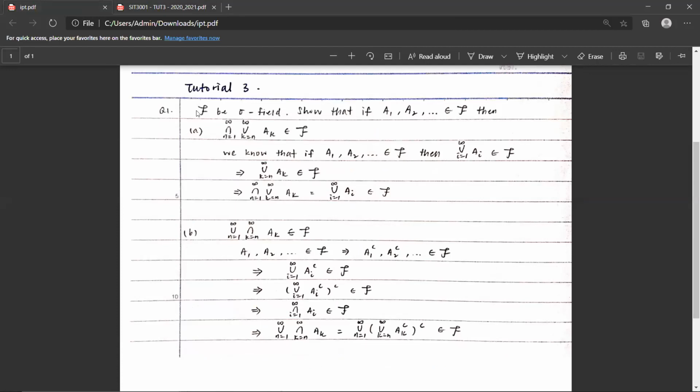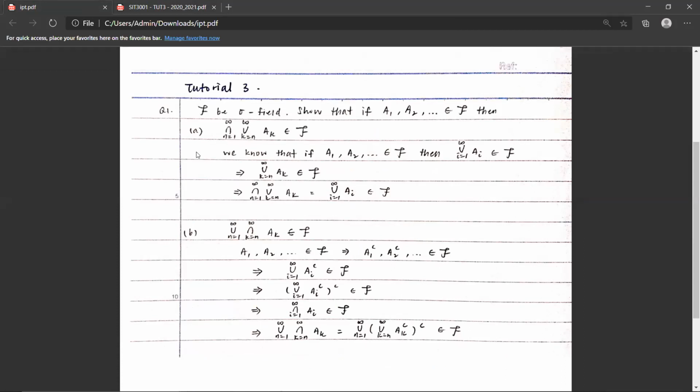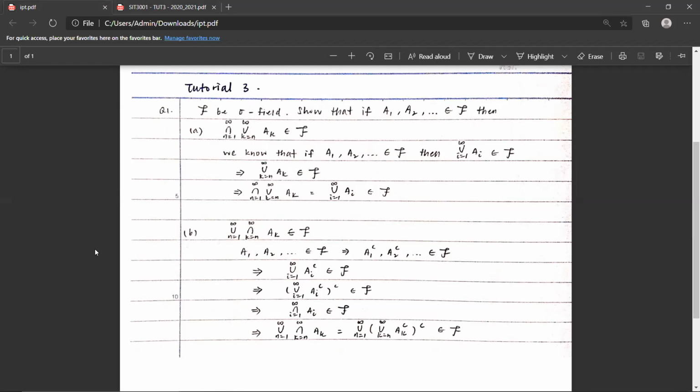So for part A, we want to show the intersection union of AK is in F. We know that if A1, A2, and so on are in F, then the union of all the Ai is in F. And then the same goes for the union of the AK. And then the union of AK actually equals the union of all the A. So it's in F.